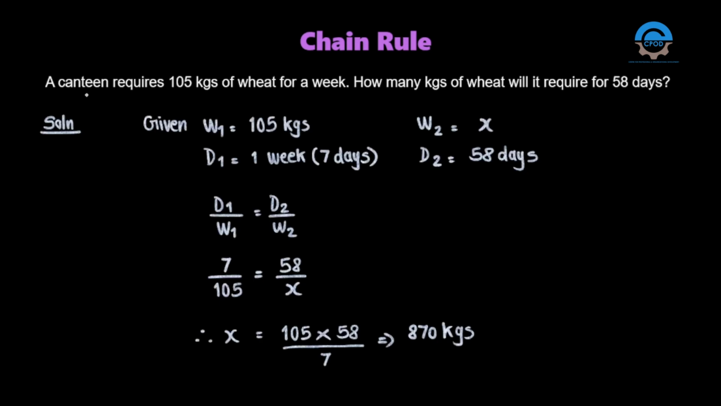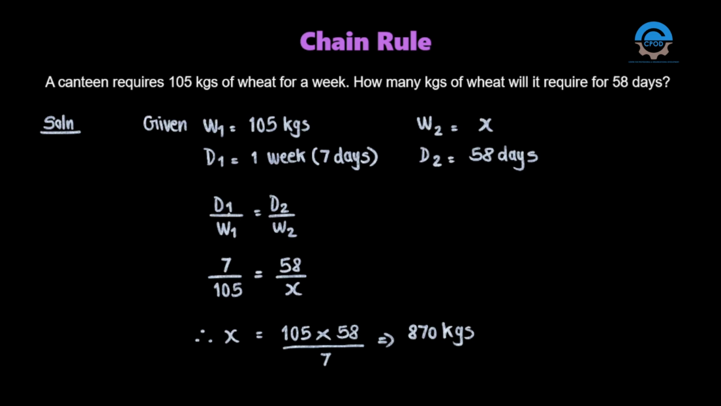Here our first problem is: a canteen requires 105 kgs of wheat for a week. How many kgs of wheat will it require for 58 days? Here this much of wheat is completed within 7 days, and how much wheat will it require for 58 days? So here the wheat is calculated as the work done. In the first scenario, the work done is 105 kgs of wheat and the days is 7 days.